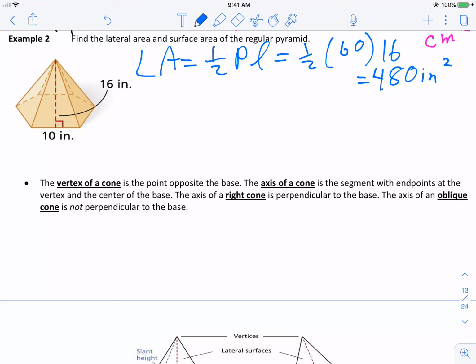So we'll hold on to that measure to help us get the surface area in just a moment. Remember that the surface area for a pyramid is the lateral area plus the area of the base. The area of the base is the tricky part of this problem. In this case, our base is a regular hexagon. So we need to use some of the strategies that we learned back in Chapter 9 to get the area of a regular polygon to help us here.